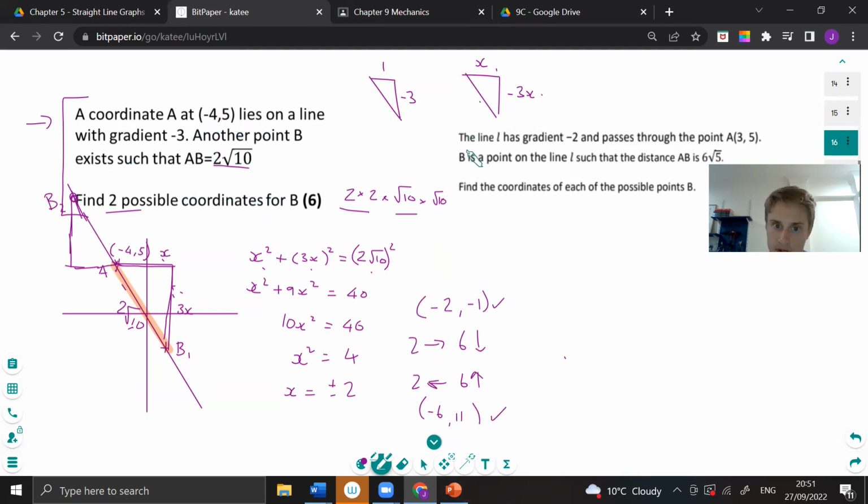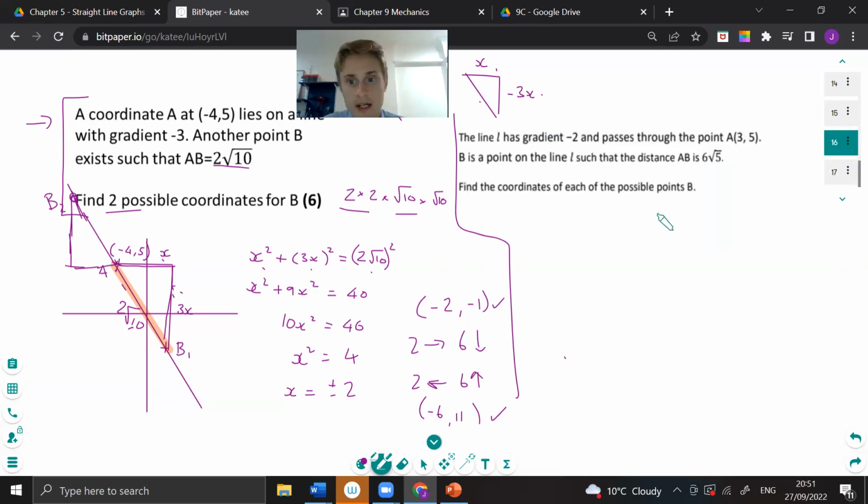Okay, so I want you to pause for a moment. Use this as an example. This is a popular question sometimes. I like this one at A level. And have a go with the one on the right hand side. So see if you can use the same sort of approach with Pythagoras to answer that one there.